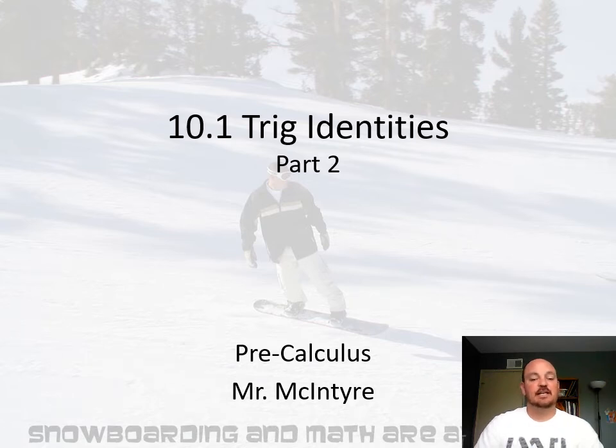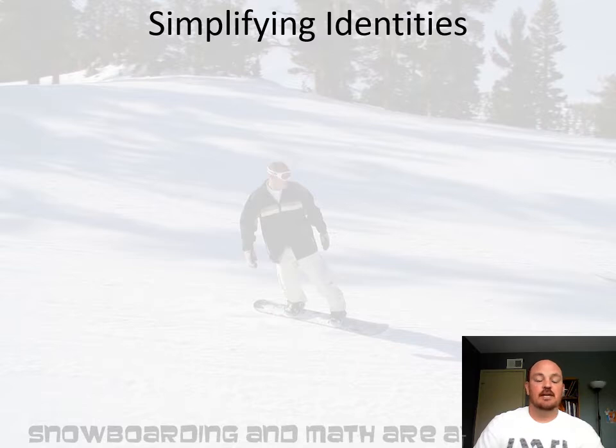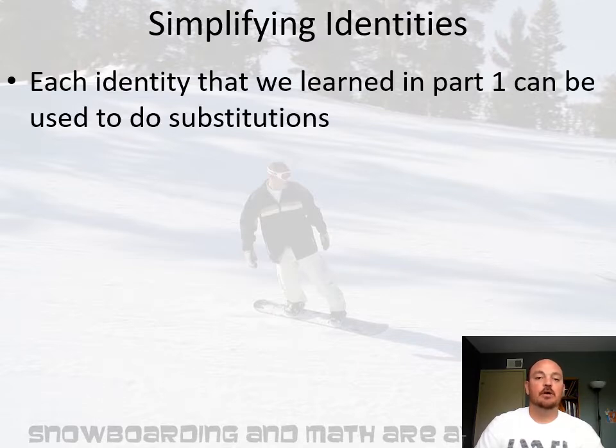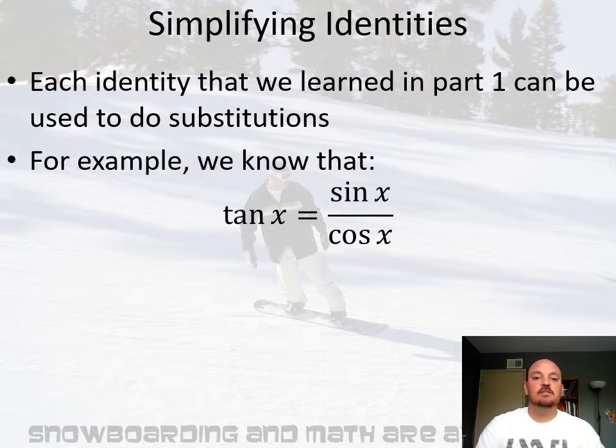This is part 2 on trig identities, and what we want to do today is look at simplifying identities. So in part 1, we reviewed a whole bunch of identities that were all basically trig equations. And what I want you guys to realize is that each one of those can be used to do substitutions. So let's look at an example.